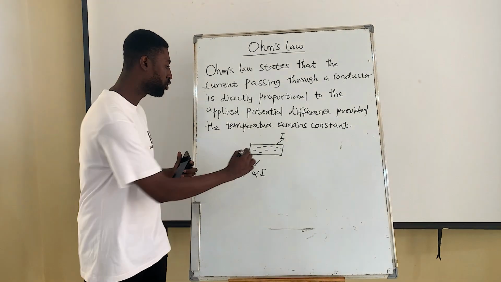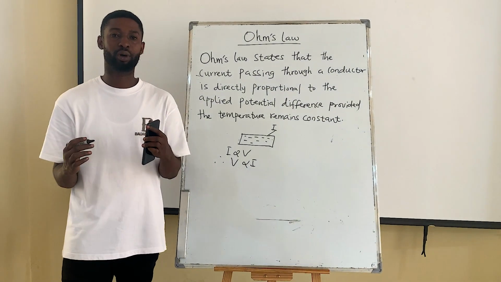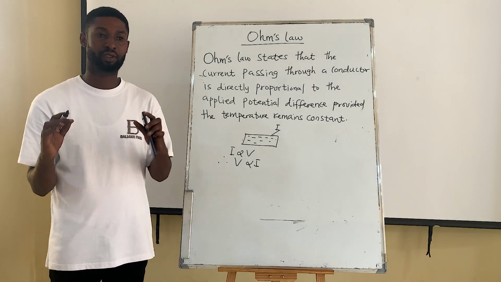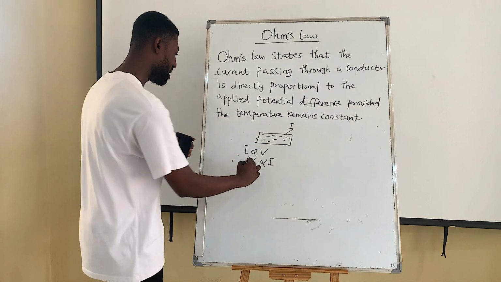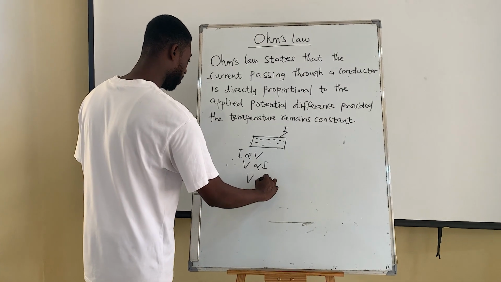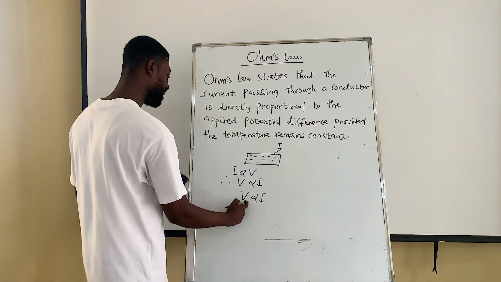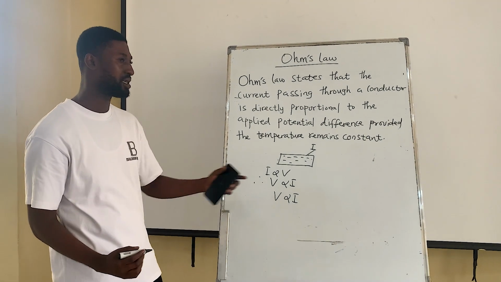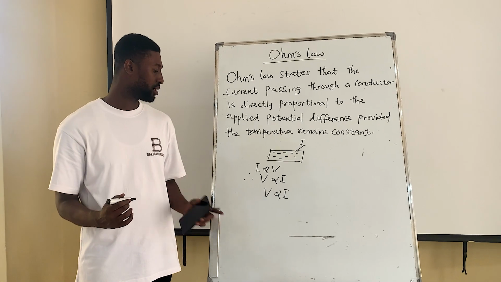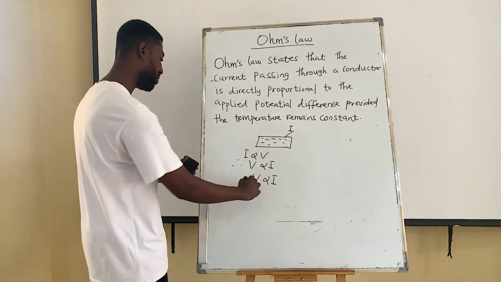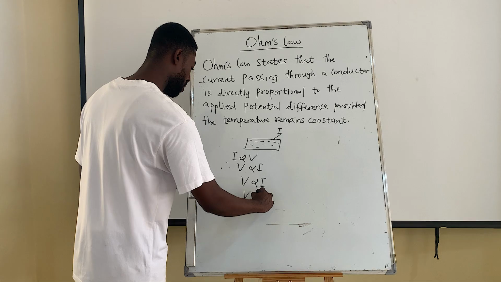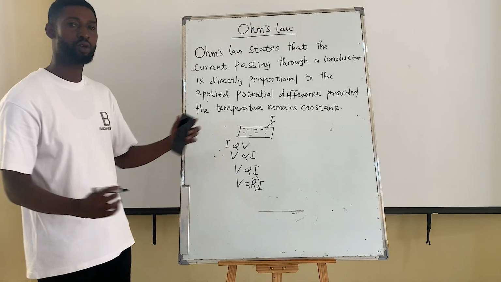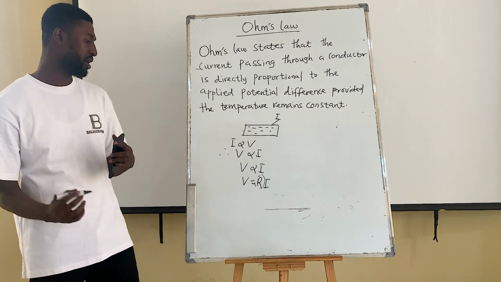Now, as the current is flowing through the conductor, definitely there will be opposition to the flow of electric current, and that opposition to the flow of electric current is what we call resistance. So here we can say that V is directly proportional to I. Then we need to change this constant of proportionality to an equal to sign. If it is dimensional analysis or variations, we would use K. But here we are saying that V is equal to RI, whereby this R is the resistance, the opposition to the flow of the electric current.